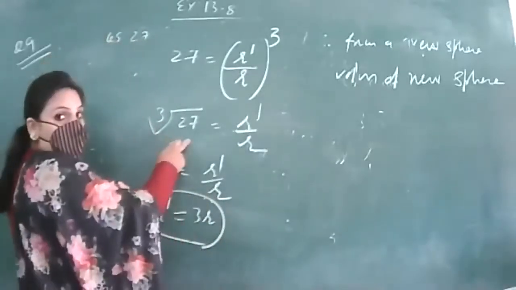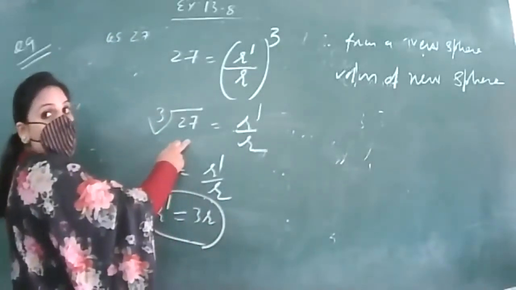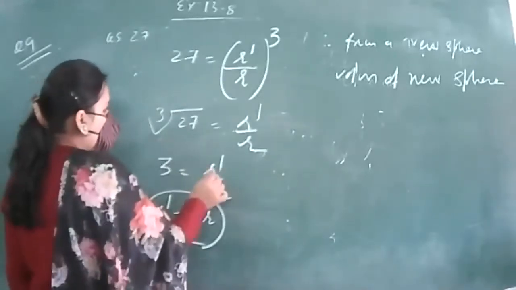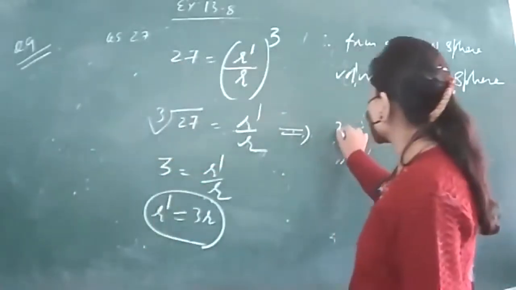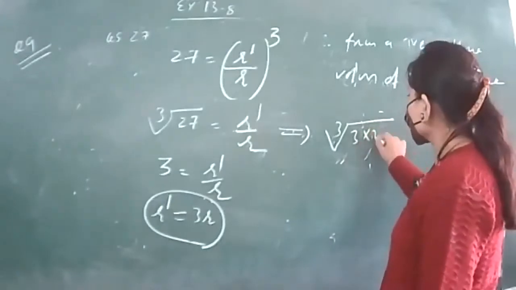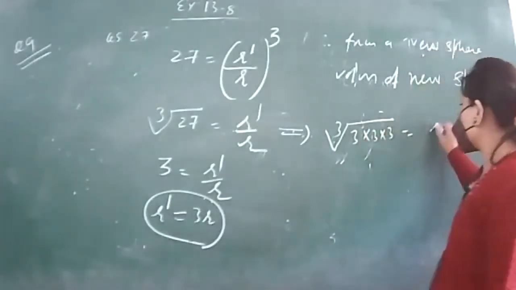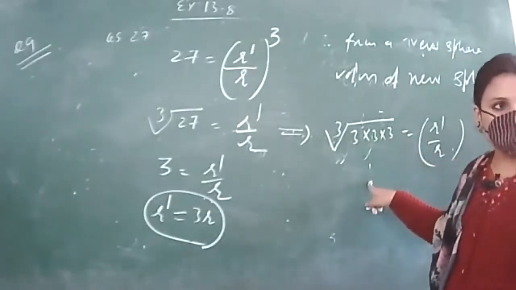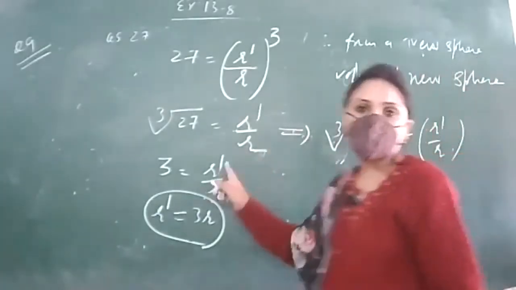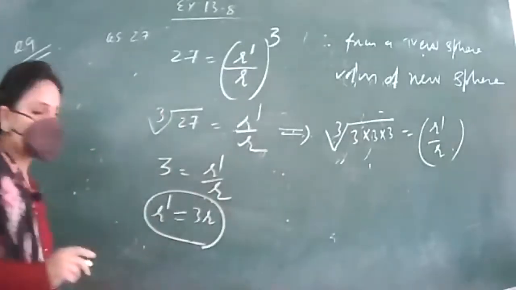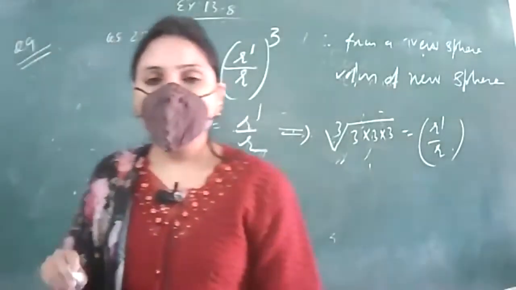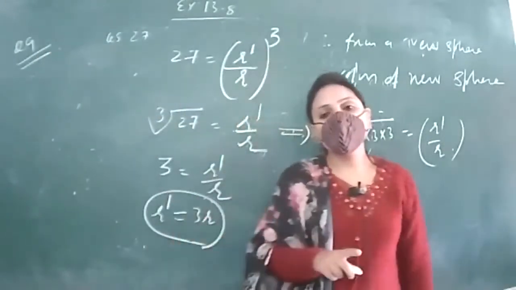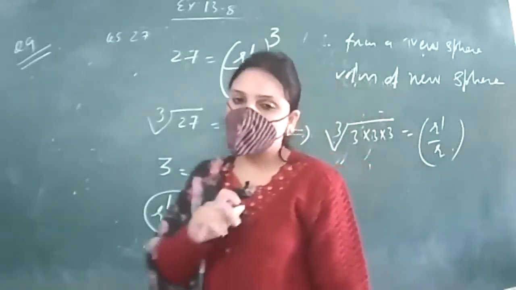Children, the cube root of 27, do it like a square root. If you don't understand this much, the cube root means this gives 3, and whenever a number comes out of a cube root, it comes out as a single number. So 3 comes out. So r dash is equal to 3r. This was the first part, to find the radius of the new sphere.